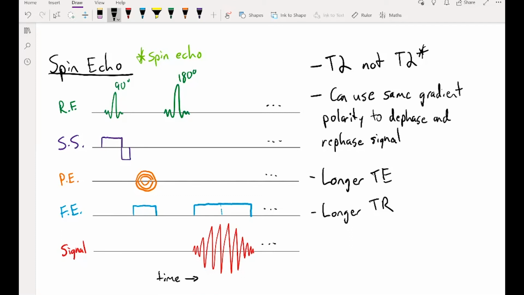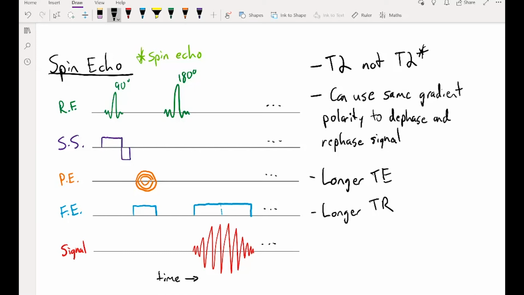So it's not as big of a drawback in terms of signal available, but it is a big drawback in terms of the amount of time that it takes for us to complete an MRI scan. Spin echo takes longer just by definition and by the way that dephasing and rephasing works in spin echo, but it has some big advantages as well.